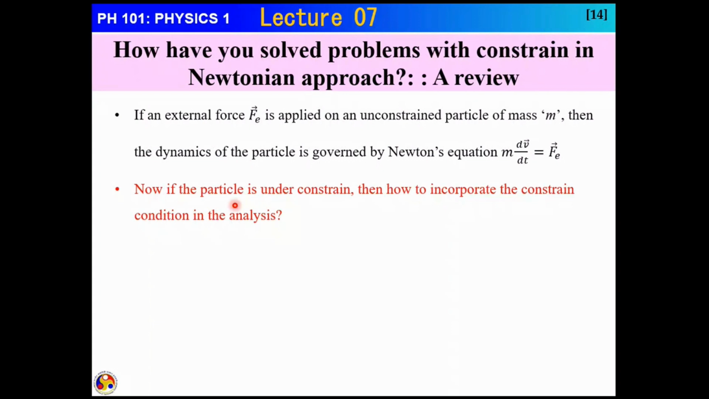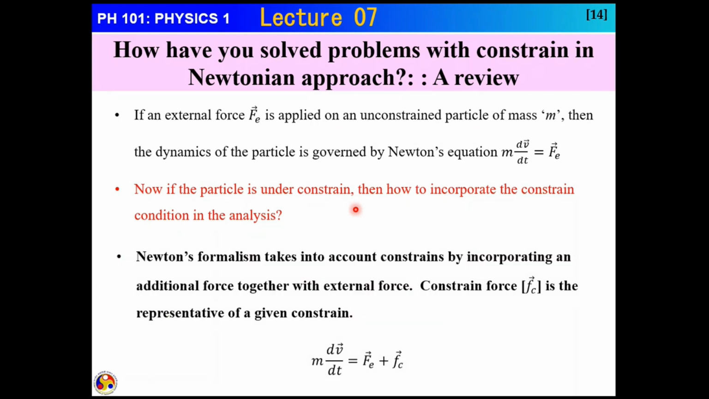Now, if the particle is under constraint, then how to incorporate the constraint condition in the analysis? In that case, Newton formalism takes constraints into account by incorporating an additional force together with the external force, and the constraint force is the representative of the given constraint. So if there is a constraint, then we have to include one extra force which balances the acceleration and avoids the acceleration in that direction. Okay, it will be clear here.